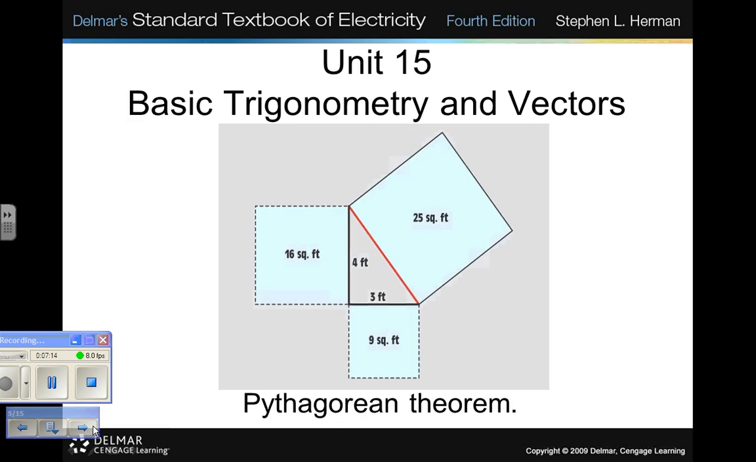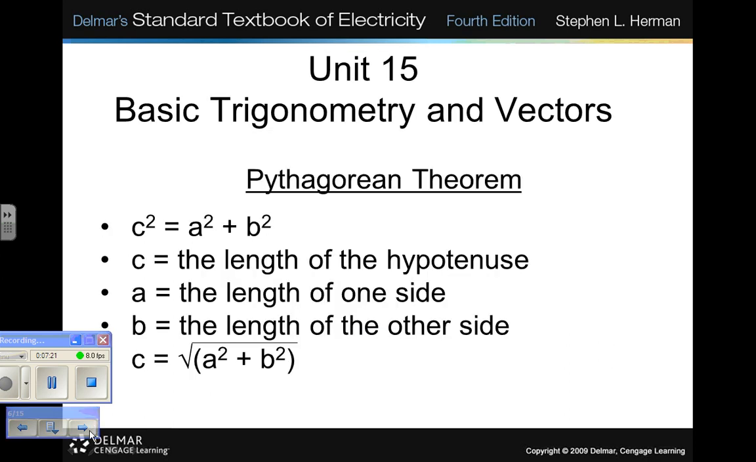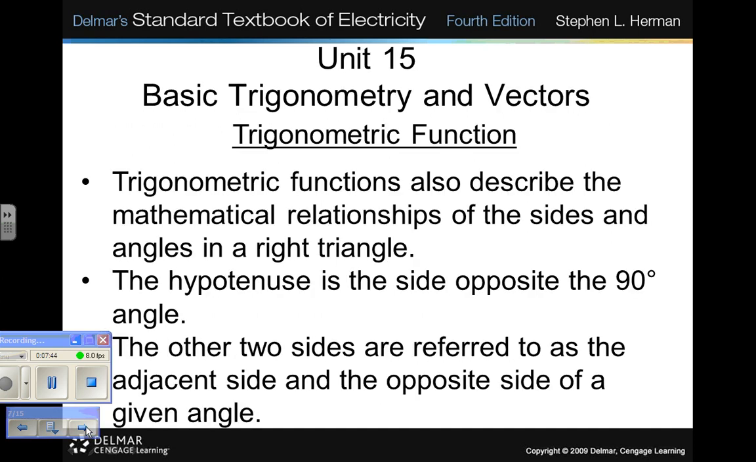Okay, Pythagorean theorem. You all know that from third, fourth, or fifth grade, wherever you happened to learn it. The hypotenuse squared. I don't even use C, A, and B when I write the Pythagorean theorem. I write H squared equals A squared plus B squared to remind me that H is always the hypotenuse.